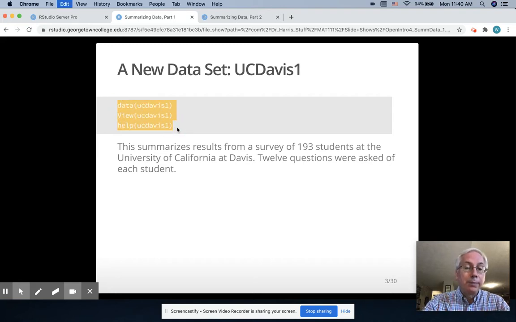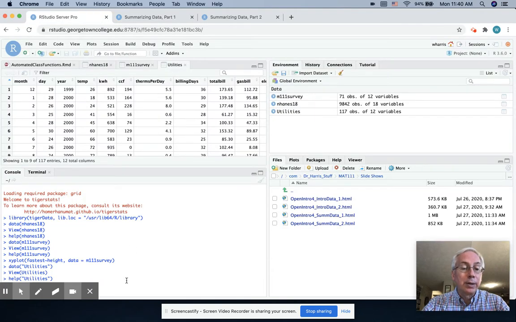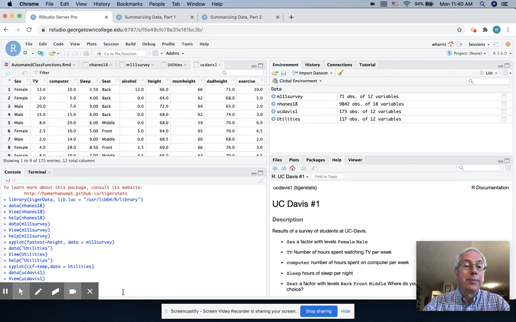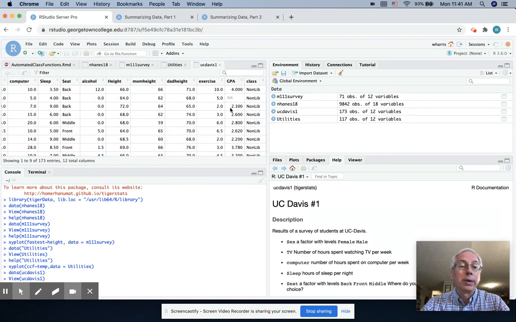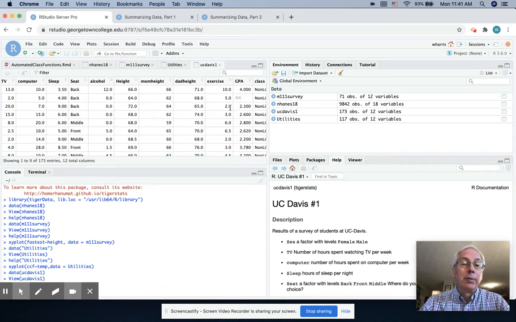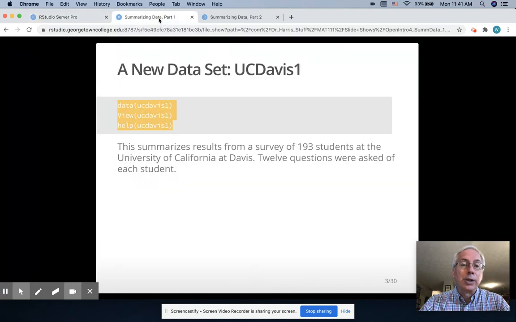So I'm going to copy and paste into RStudio. Hopefully you've signed into RStudio so that you can follow along and do this. Here is our UC Davis data set. We've asked about their gender, about habits in terms of hours on the TV and computer, how much they sleep, how many drinks they consume, information about their heights and their parents' heights, and a few other things as well. So we're going to be looking at a couple of the numerical variables in this data set in this slideshow.